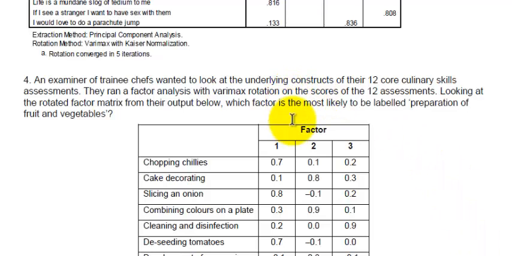So it wants to know which one of these three factors you should probably name preparation of fruits and vegetables. So find those questions or those abilities, skills that are dealing with preparation of fruits and vegetables, like chopping chili. Okay, that's a high number. It's highest under number 1. Slicing an onion, again, its highest factor is number 1. So I'm going to say factor number 1 should be labeled preparation of fruits and vegetables.